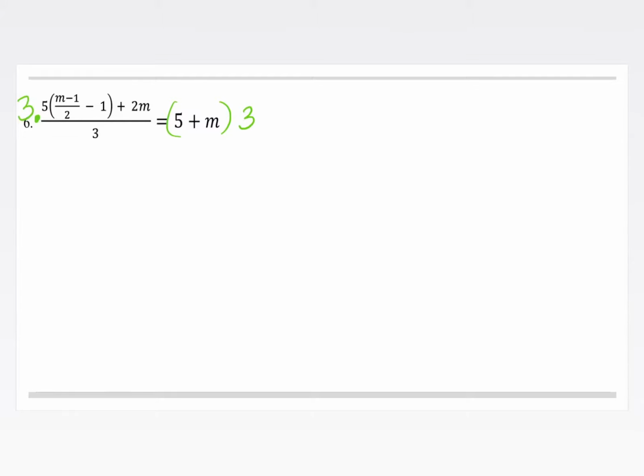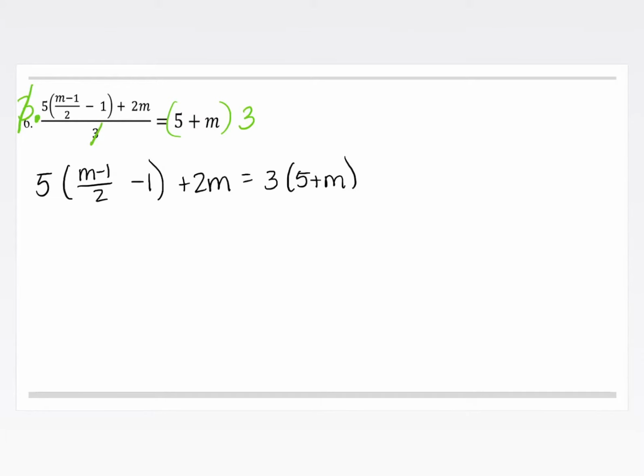On the left-hand side, since I have a 3 in the numerator and a 3 in the denominator, that simplifies to 1, so I'm just left with this new quantity here. So 5 times (m minus 1) over 2, minus 1, plus 2m, and that's going to equal 3 times (5 plus m), or (5 plus m) times 3. Since multiplication is commutative, we can flip the order and we'll still get the same product in the end.